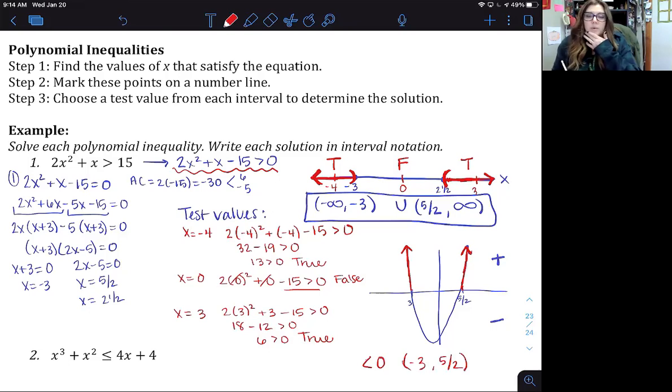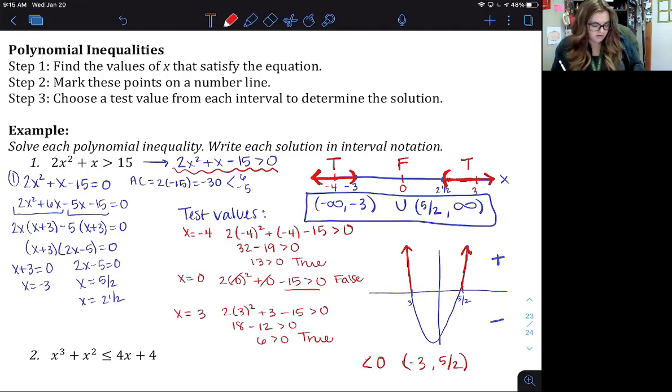Okay, one thing I want to point out: you can see this goes true, false, true on our number line. Those will not always alternate. That is dependent on whether or not you have a multiplicity. If you have a multiplicity, remember our graph bounces back, which means you're going to have a true, true. So be careful about that. Don't just assume that it's going to be alternating true, false.